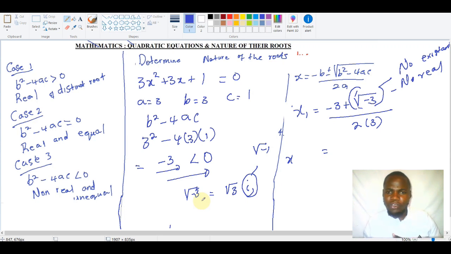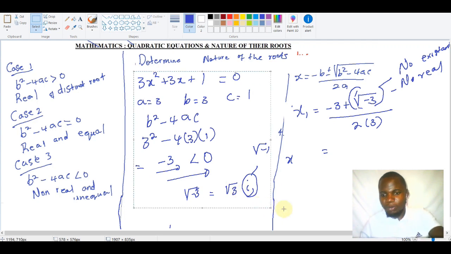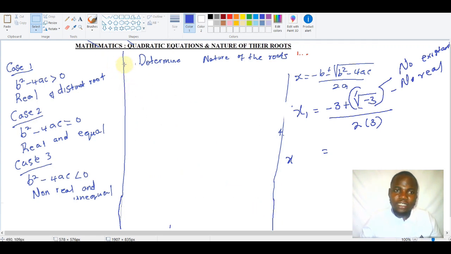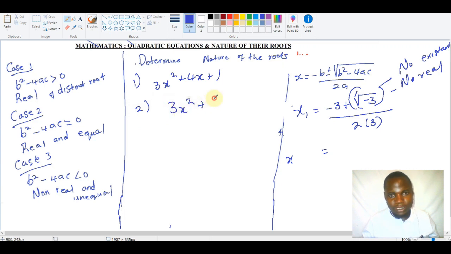That's all for this video, and then I'm leaving you with some task, your homework. Make sure you do it. Now this is your task to do. You determine the nature of these roots. So if maybe you solve the answer, you can share with us in the comment section below, and make sure you try these activities. Determine the nature of the roots. Number one, you have 3x squared plus 4x plus 1. Number 2, you determine the nature of the roots of 3x squared plus 5x plus 1 equals 0.